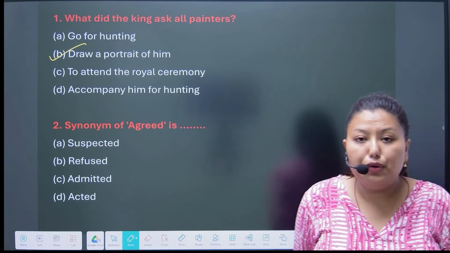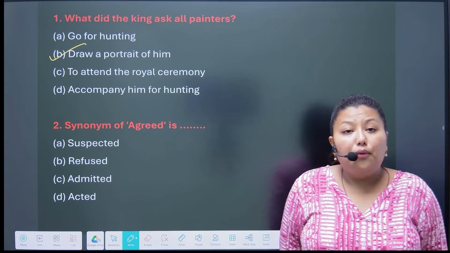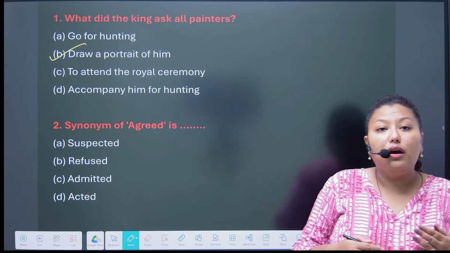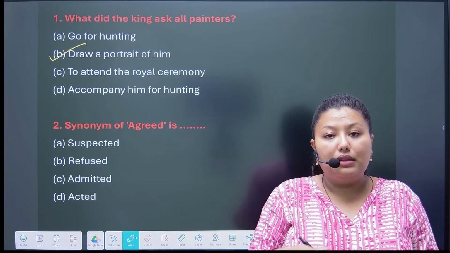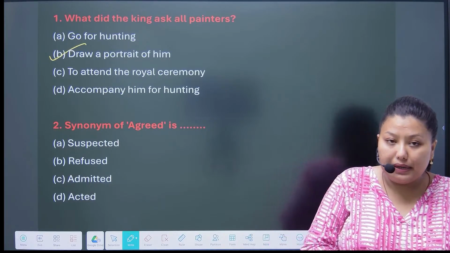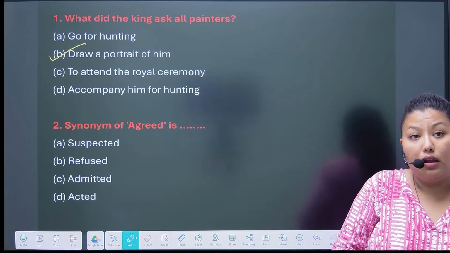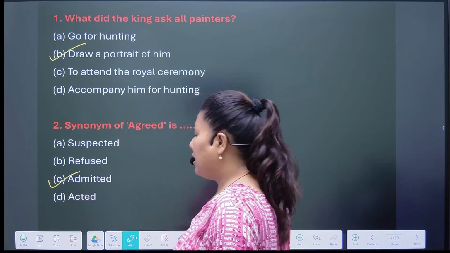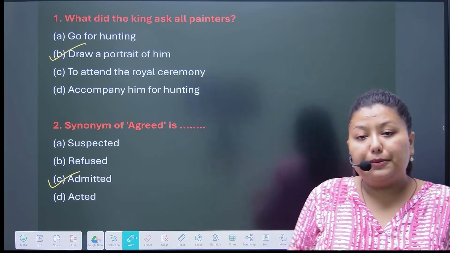Okay. Next, synonym of agreed is. At first we have to know the meaning of agreed. Agreed means when you admit something or when you agree with something. So here the question is, what is a synonym, meaning the same meaning as agreed? Options are suspected, refused, admitted, or acted. So the synonym of agreed is option number C, admitted. Something you have admitted, that you have done something, right?